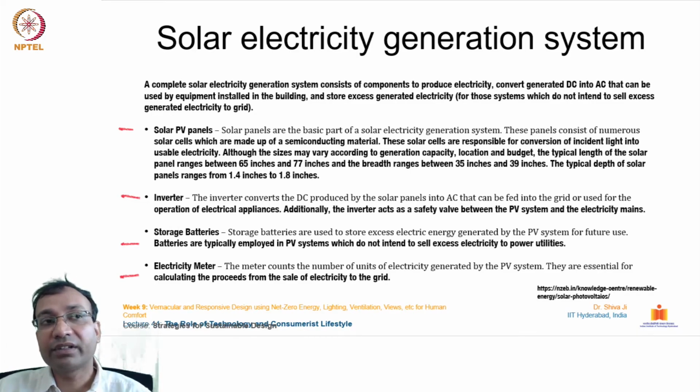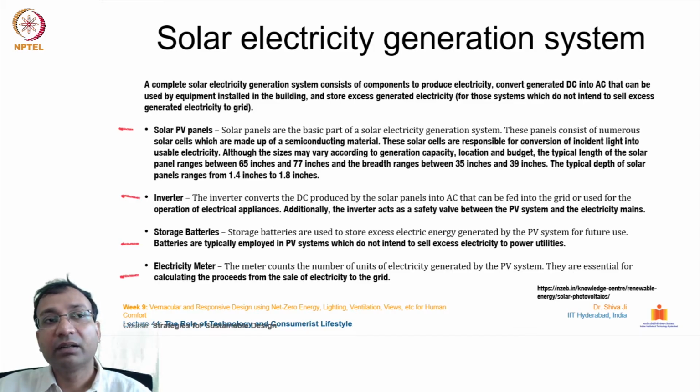Further, solar energy electricity generation system. A complete solar electricity generation system consists of components to produce electricity, convert generated DC into AC that can be used by equipment installed in the building, and store excess generated electricity for those systems which do not intend to sell excess generated electricity to the grid. So what are these mediums?